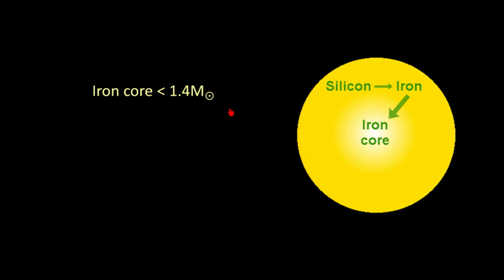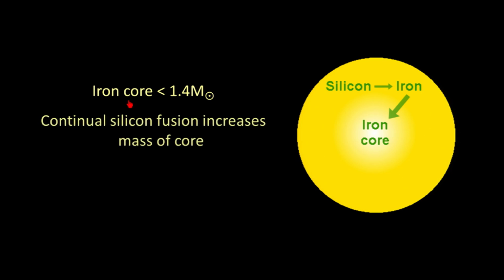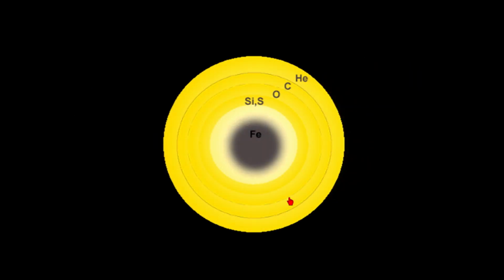After a period of hours, more and more silicon is turned into iron, which adds to the mass of the iron core. So the mass of the core is getting bigger and bigger. After a few hours, the core eventually exceeds that number of 1.4 solar masses. And when that occurs, the iron core is going to collapse due to the force of gravity.